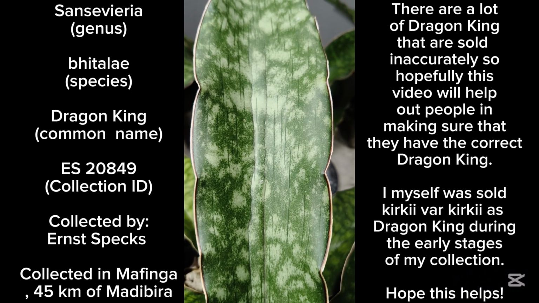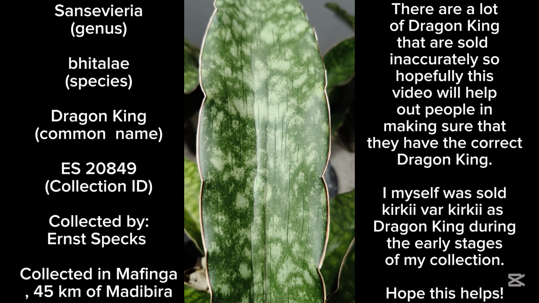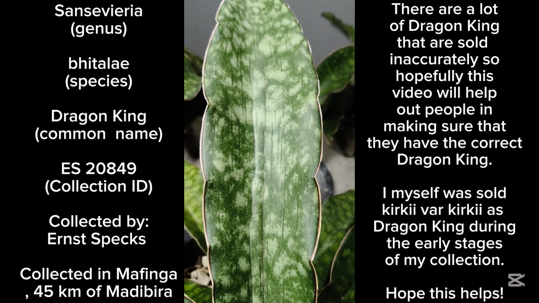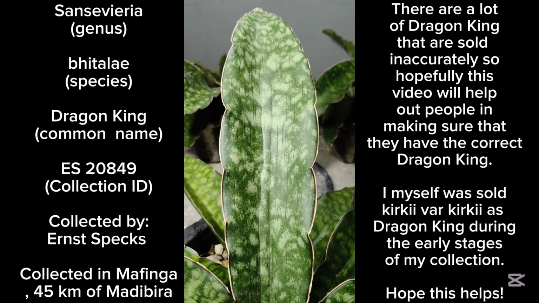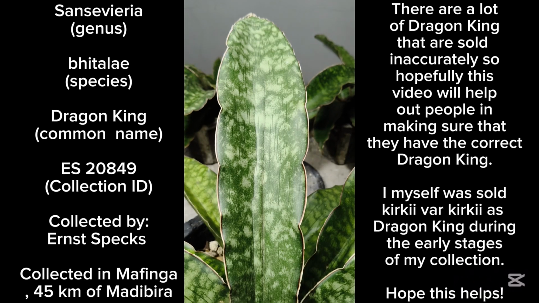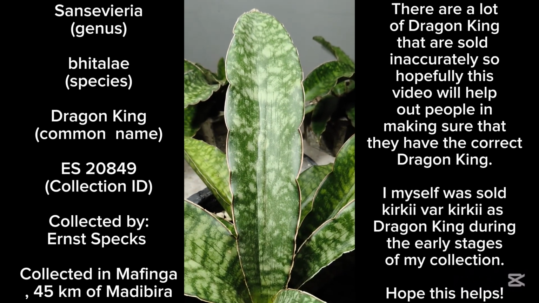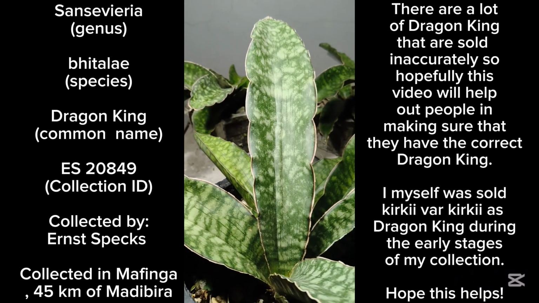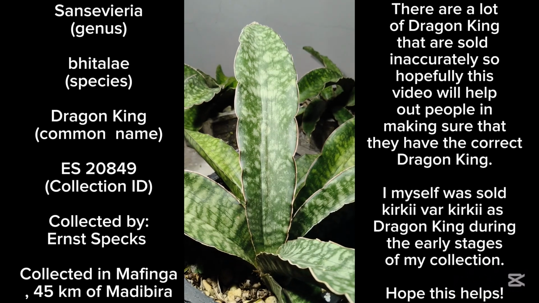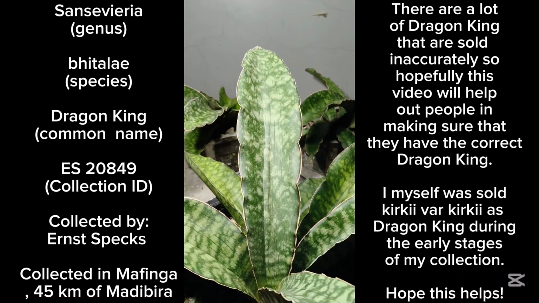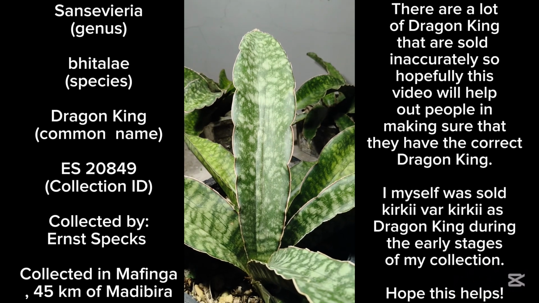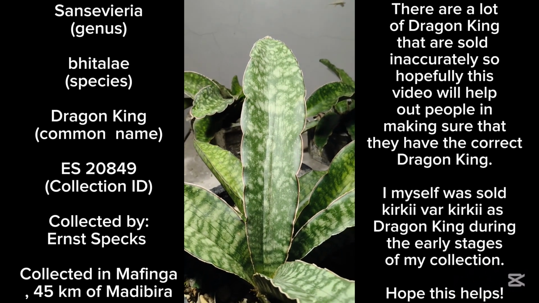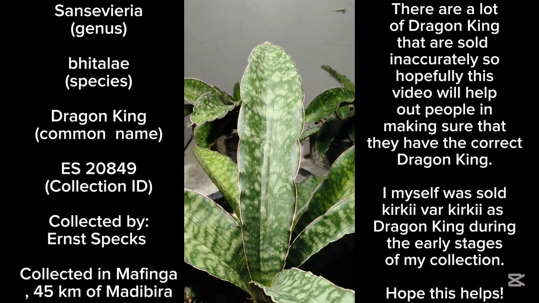For this episode, we're going to add another bhitalae to the bhitalae species playlist of our Sansevieria channel. This particular bhitalae has a corresponding collection ID, ES20849. It was collected by Ernst Specks, and it is found in Tanzania, west of Mafinga, which is 45 kilometers to Madibara.